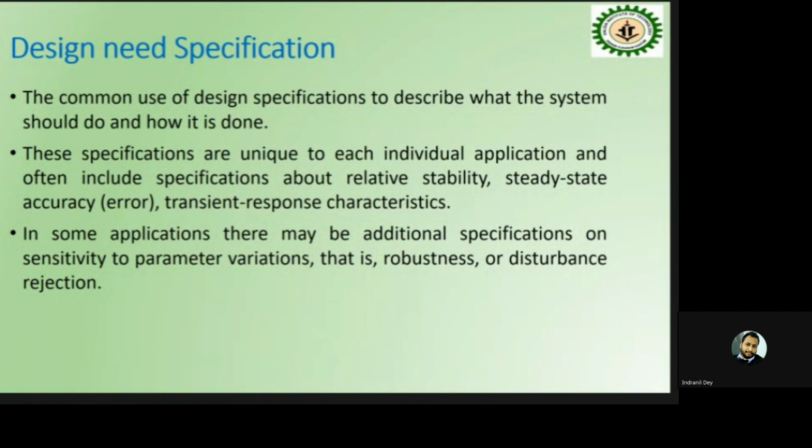These specifications are unique to each individual application, and they include relative stability, steady state accuracy or the error, and the transient response characteristics. In some applications, there can be additional specification on the sensitivity to the parameter variations, that is nothing but the robustness, and importantly, the disturbance rejections.